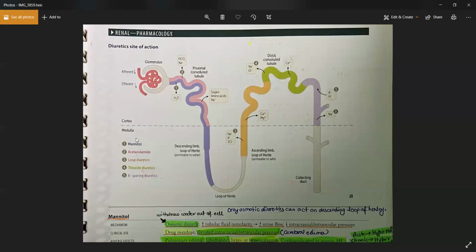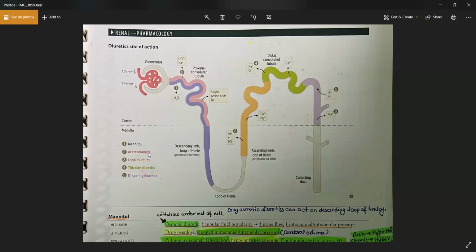So all the regions of my nephron which are permeable to water, that means the PCT and the descending loop of Henle, only in these areas can mannitol work. It increases the osmolality in the nephrons, in the tubules, and as a result, water cannot be reabsorbed and it will be excreted by the kidney.